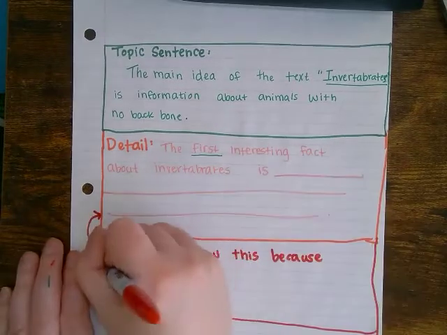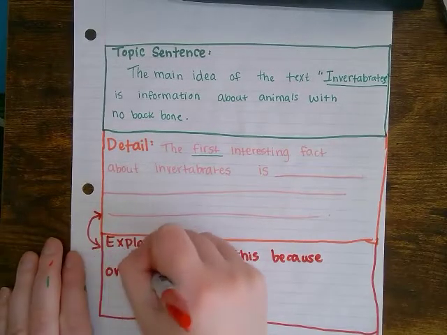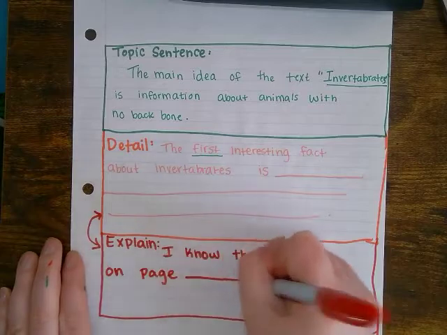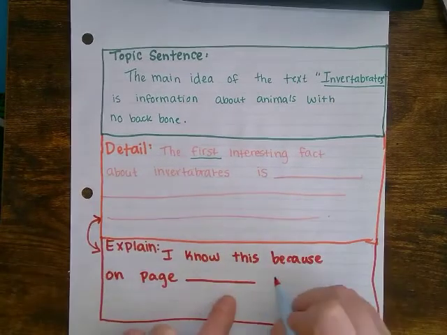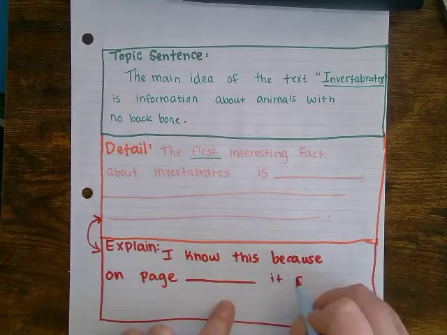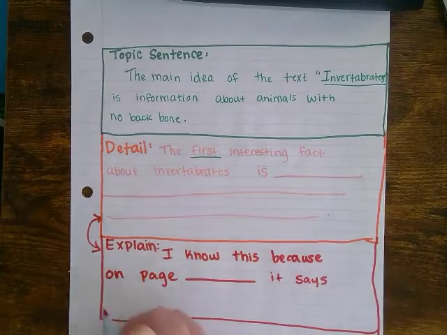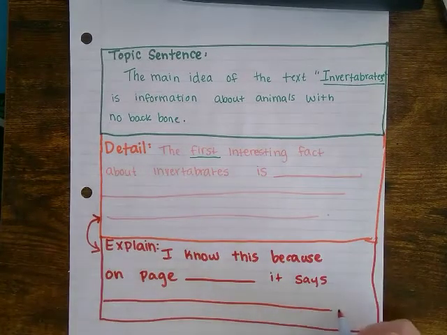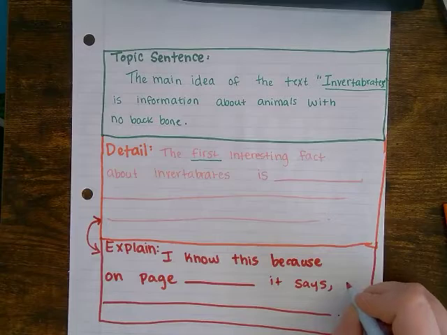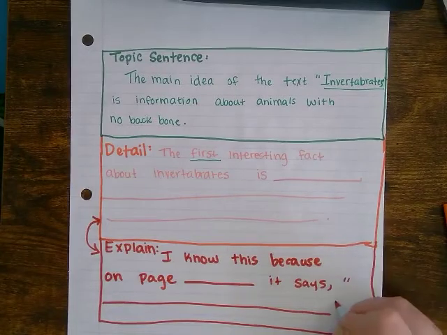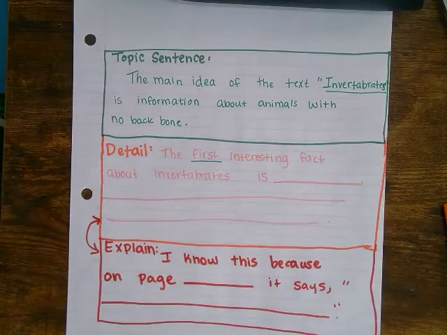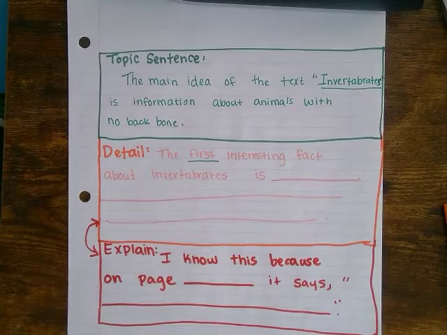So I'm going to say, I know this because on page blank, you can figure out what page it is. It says, and then we can go blank. If you'd like to do a direct quote there, you could do a comma and quotations from the book to show exactly the words that it said in that text to give your text evidence.